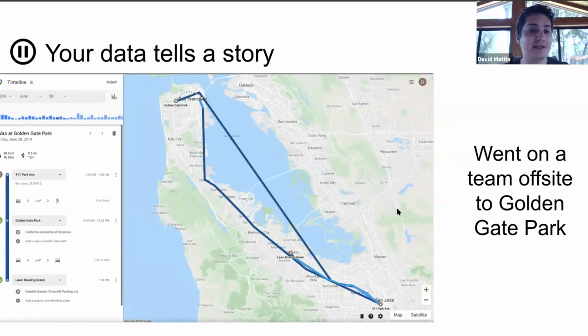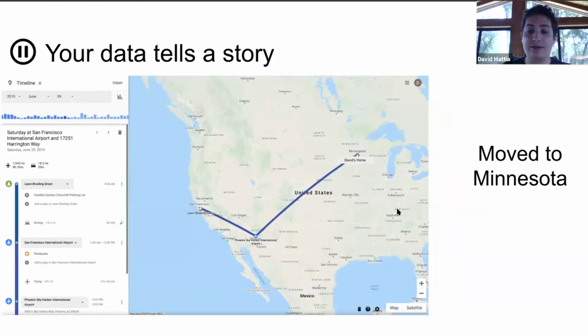The next day, very similar, but it shows my team's offsite to the Golden Gate Park, where we went to the California Academy of Sciences together, and it shows how we got there. And then the very next day, it shows my flight to move back to Minneapolis.